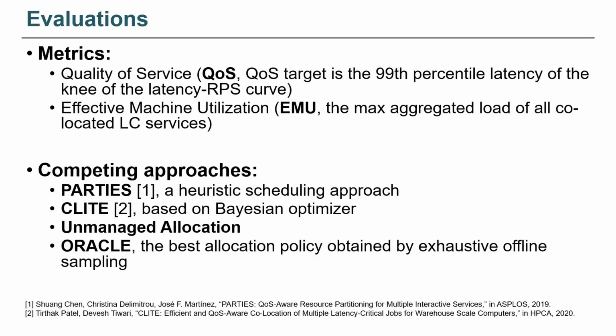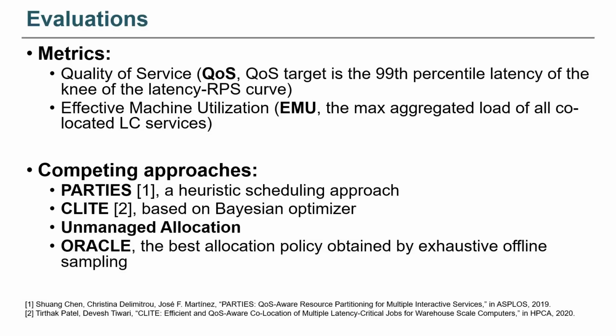We use similar metrics as prior work. The first is QoS, quality of service. We set the QoS target for each LC service as the 99th percentile latency at the knee of the latency to RPS curve. The second is EMU, effective machine utilization. It means the maximum aggregated load of all collocated LC services.